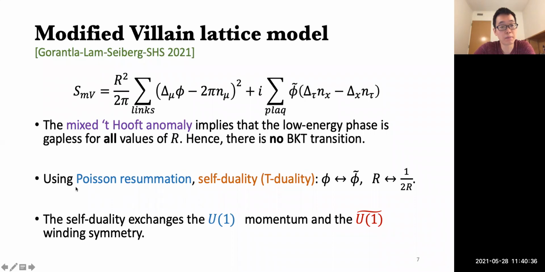Furthermore, we can apply the Poisson resummation formula on the integer gauge fields n and mu here, and rewrite the modified Villain action in a different way. After a few lines of algebra, you realize that applying the Poisson resummation gives back the modified Villain action, but exchanging phi with phi tilde, and also exchanging the radius R with 1/2R. This realizes the self-duality, namely the T-duality, that was already there in the continuum. The self-duality exchanges the U(1) momentum and the U(1) winding symmetry.